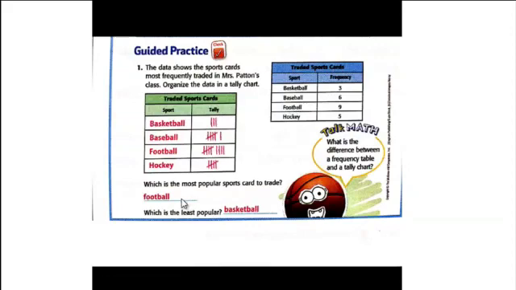So right here, football. Second question, which is the least popular? The least popular. Here, 3, 6, 9, 5. Here it is 3, and 3 is in front of basketball. So right here, basketball.